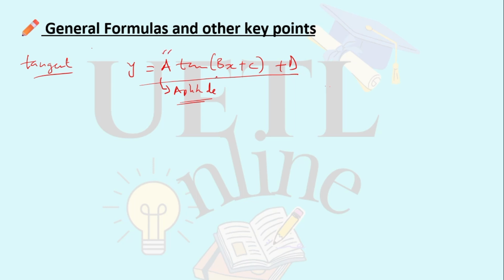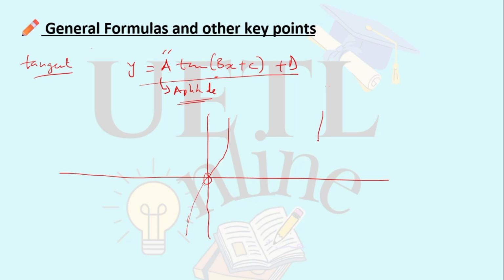This b affects the period. You have seen that our graph of tangent goes like this, and the period of a graph is when a graph repeats. So the distance from this repetition to the other repetition, when it repeats here and again here, in any tan graph is from 0 to pi. So this distance is pi radians, and it is affected by this b.